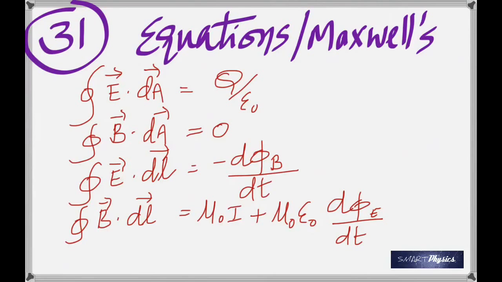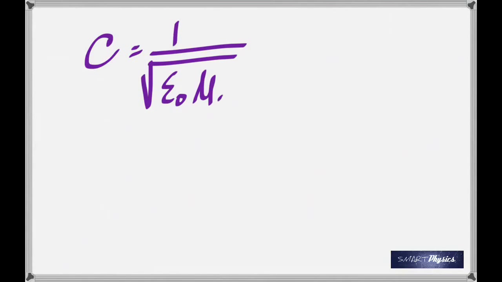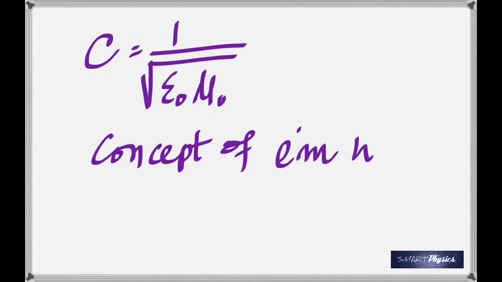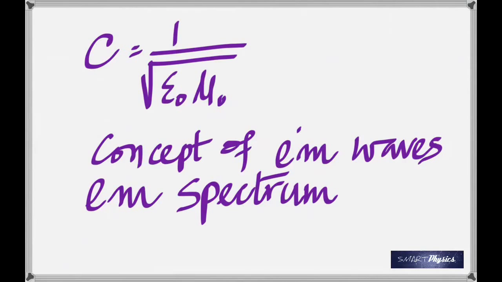So these are the equations on which Maxwell based his derivations, and finally he derived the equation where the velocity of electromagnetic waves is theoretically 1 by square root mu naught times epsilon naught. And you got to have this concept of electromagnetic waves. Remember that light is just an electromagnetic wave. Get the idea of the electromagnetic spectrum from the lowest wavelength to the highest wavelength, starting out from gamma rays, X-rays, and then ultraviolet, visible, infrared, microwaves, and radio waves. Remember that spectrum.